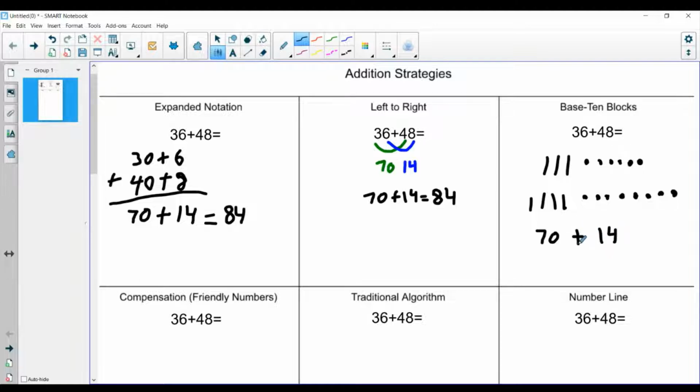I'm going to add those together. 70 plus 14 is equal to 84. That's how you would use base 10 blocks as a strategy.